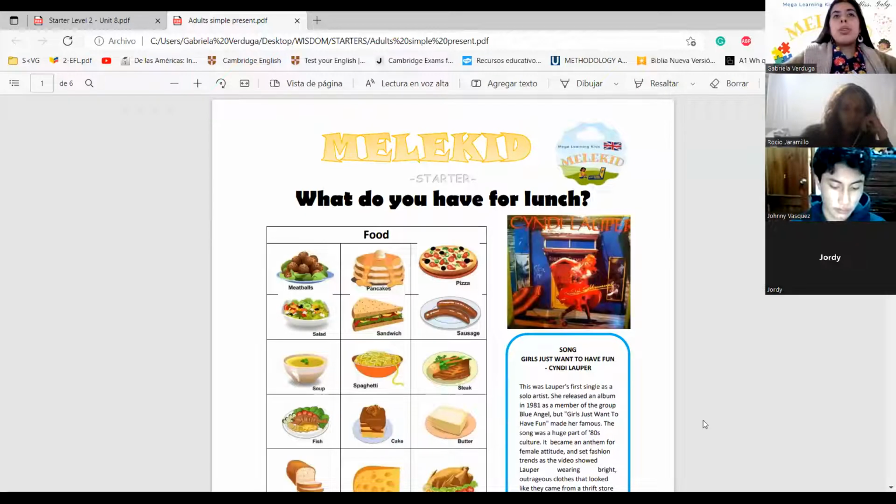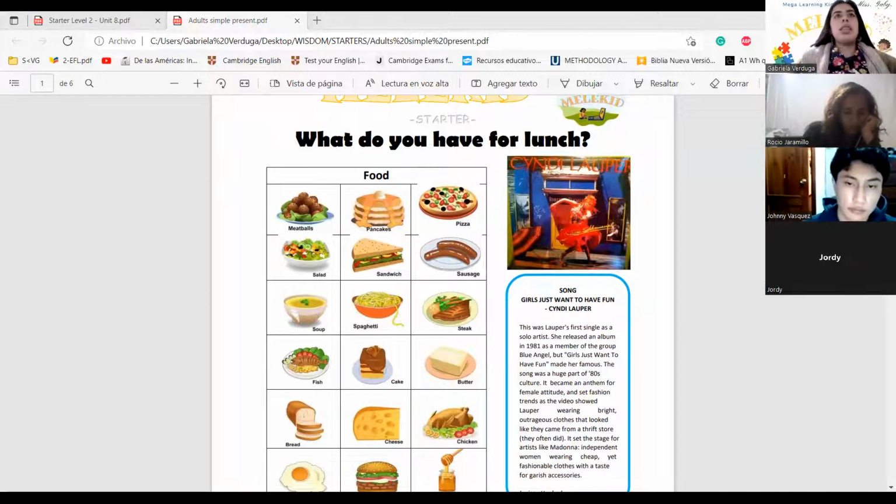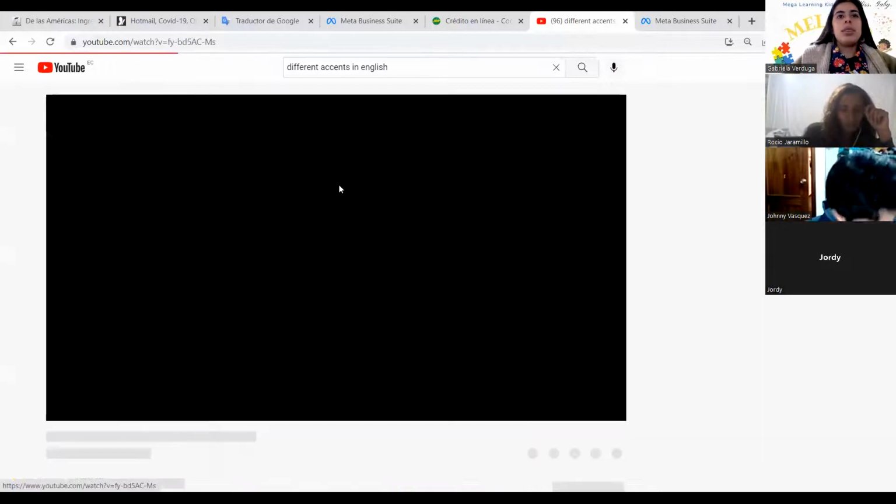Yes? First, we can see here the vocabulary for this month, for this week. We have to review something about the food. Yes? Food. And I'm going to explain something about that. Before this one, let me check it. You say different accents in English. Maybe you can see here, like this.